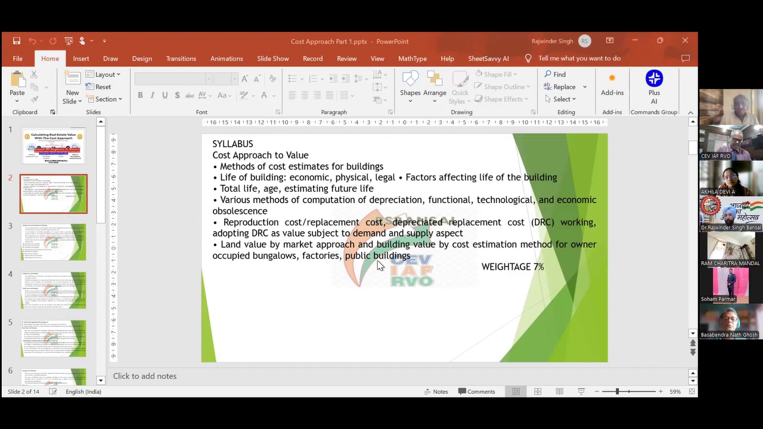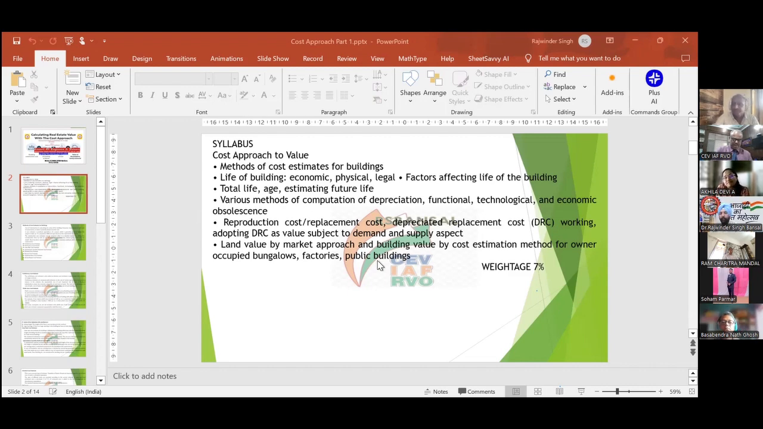So in this method, both the land part of the real estate and the building part or infrastructure part are considered. In other approaches, we generally take them as one unit. Their value is not calculated separately, but in case of cost approach, their values are calculated separately and then added up to calculate the mathematical value of the property.